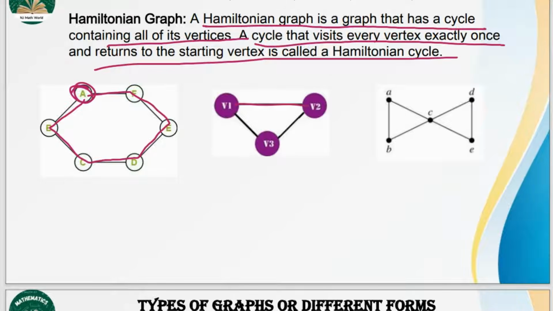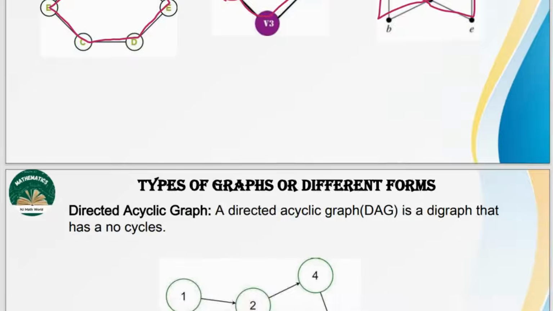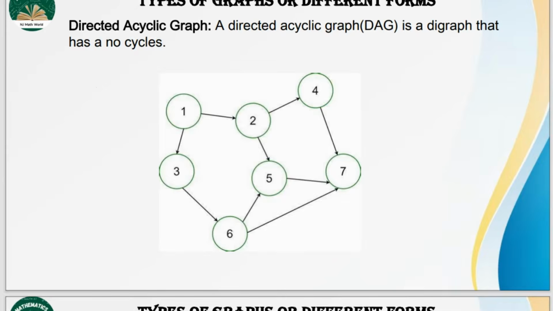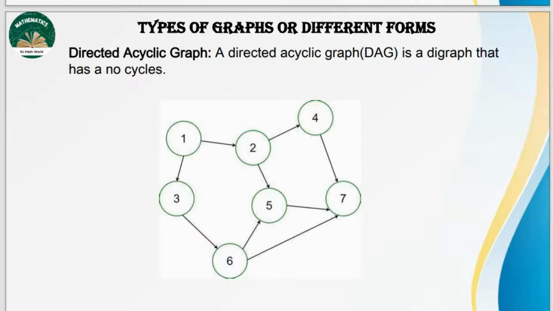So if I take V1, I go to V2, V3, and then I'm coming back to V1. So if I take A to C, C to B, B to D, D to E, E to D, D to C, C to A, the starting and ending point should be the same, and it should reach all the vertices, all the edges.